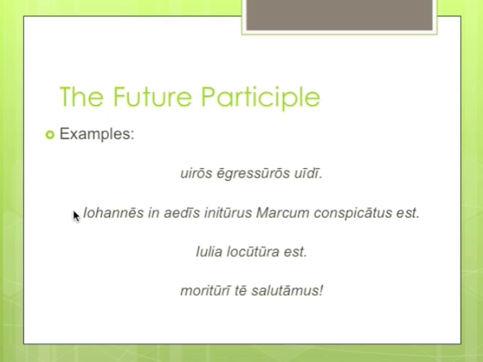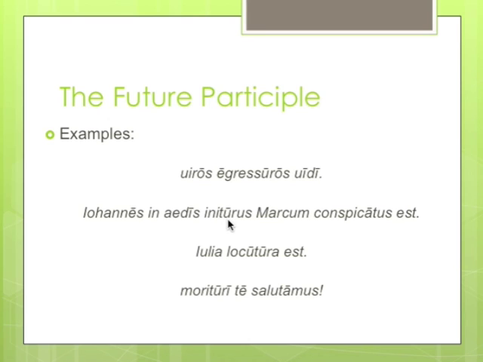Okay? Here's another example. We have Johannes initurus Marcum conspicatus est. Of course, Johannes means John. Marcum is the accusative of the word Marcus, so it's the direct object. Conspicatus est means spotted, or sighted. So John spotted Marcus. Now let's look at this part, initurus.